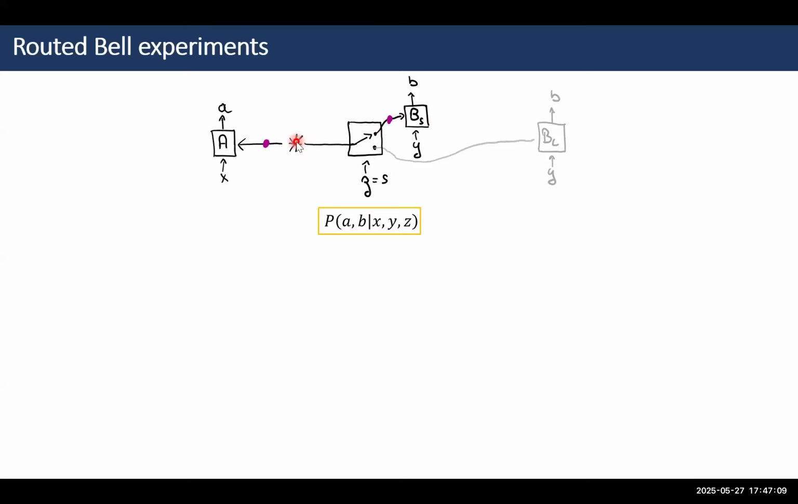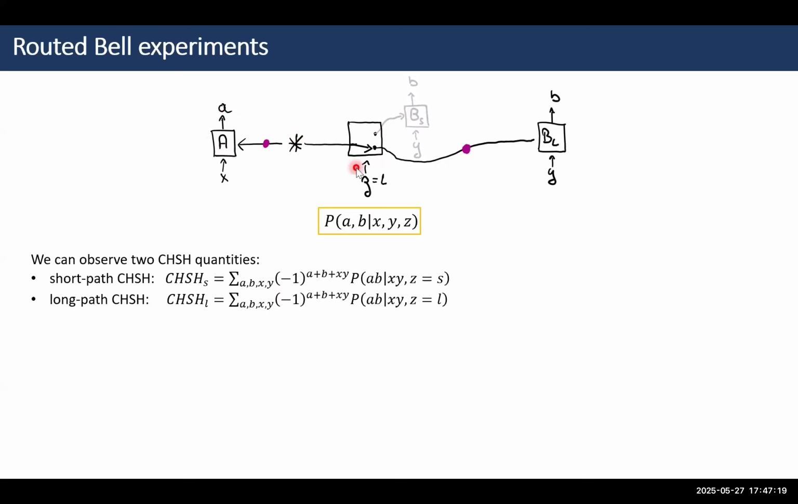If they're very close to the source, the losses will be very small. So we can expect to have a very high quality short path CHSH violation, while the other measurement device is far away, so there will be photon losses.